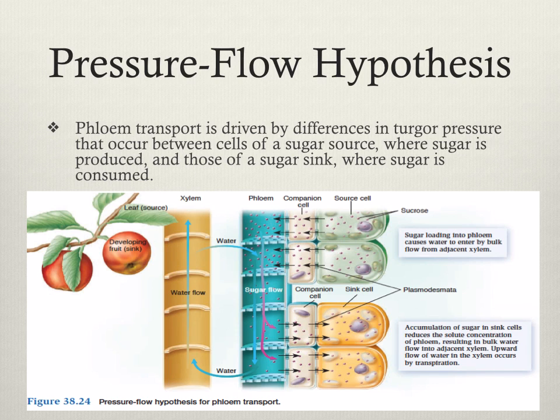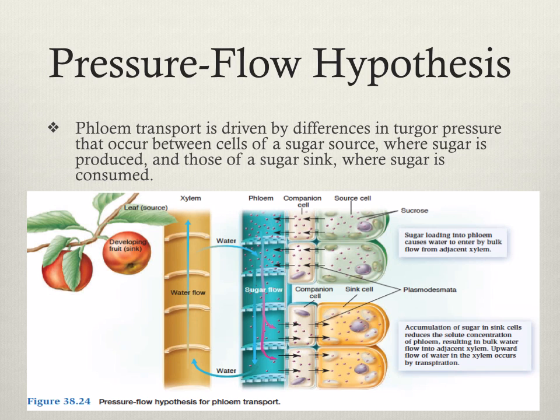The final topic for Chapter 38 is the pressure flow hypothesis. Phloem transport is driven by differences in turgor pressure that occur between cells of a sugar source, where sugar is produced, and those of a sugar sink, where sugar is consumed. Examples of sugar sinks include roots and developing leaves and seeds. Translocation is a process where the phloem transports substances from source to sink, which can be horizontal or vertical.